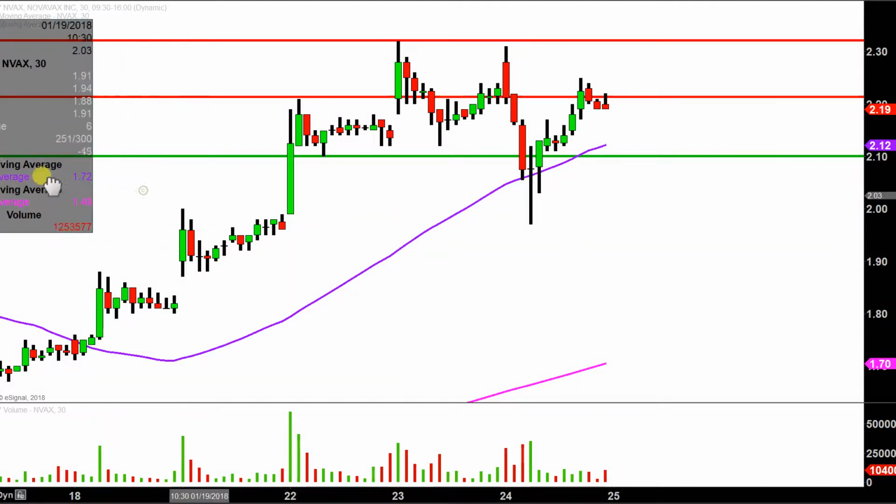As far as supports, you still have this one right here that's hanging out at $2.10, and that's what you want to see. The price is still up above the purple line there, the 50 period, so that's another good sign. So really at this point in time, it's just a matter of, can the bulls finally get a true break of that 222 mark and stay up above it?